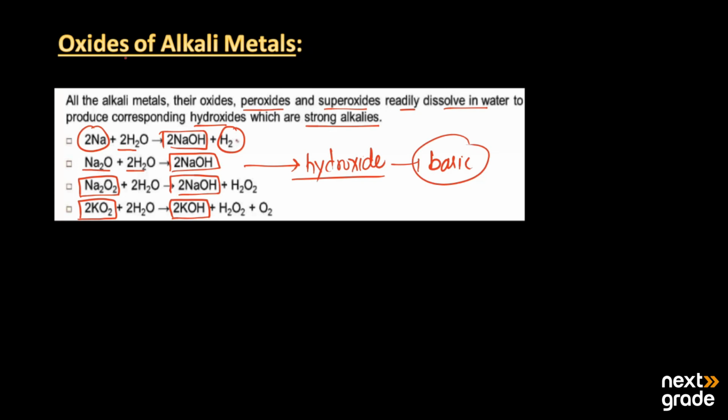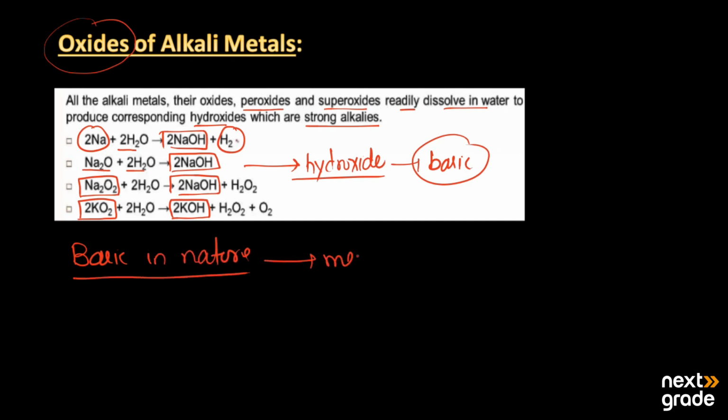So that's why we can say that the oxides of the alkali metals are basic in nature, or we can say that the metallic oxides are basic in nature. Metallic oxides are basic in nature because when they get dissolved in water, they produce bases. So this is the reason that they are basic in nature.